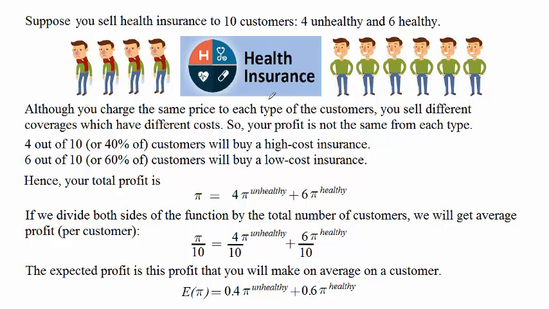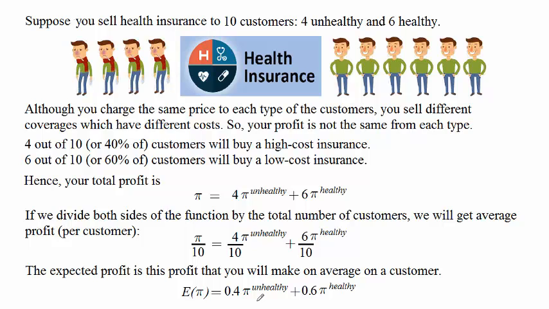But on average, how much money, how much profit are you going to make on any single customer? That is going to be shown by the expected profit, so we denote it by E of pi, right? If I represent this in decimals, I have 0.4 times the pi of the unhealthy plus 0.6 times the pi of the healthy. Now notice that 0.4 and 0.6 represent exactly the proportion of the customers, 40% and 60% of the customers. So this is the expected profit.